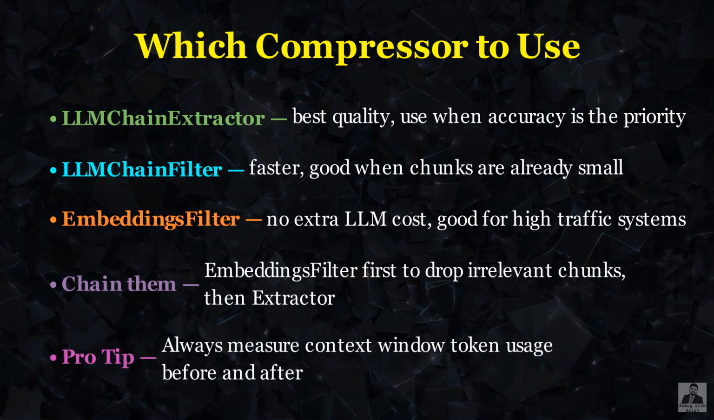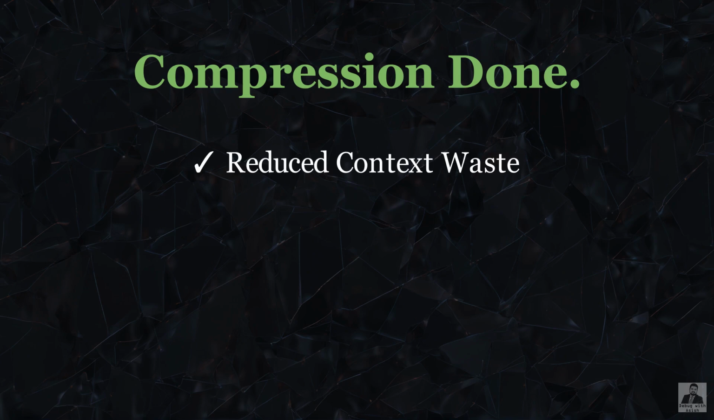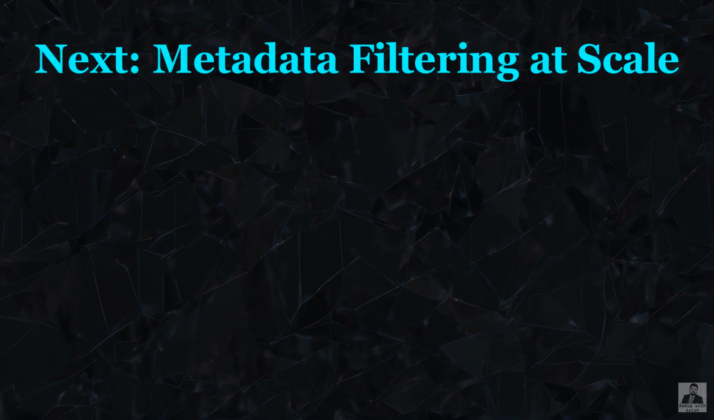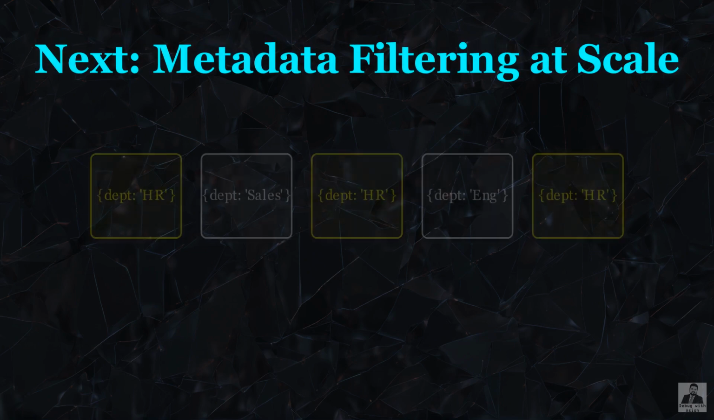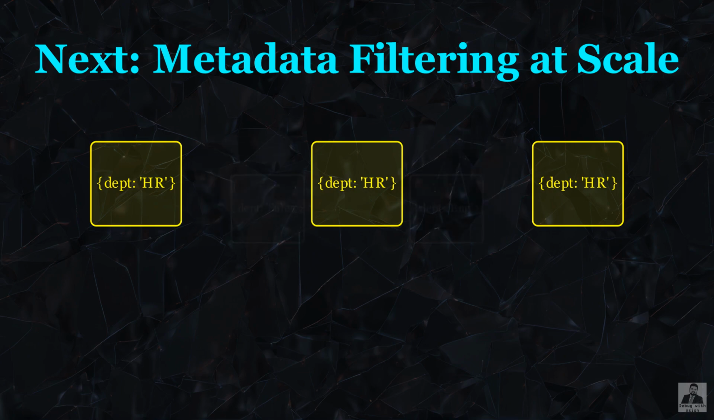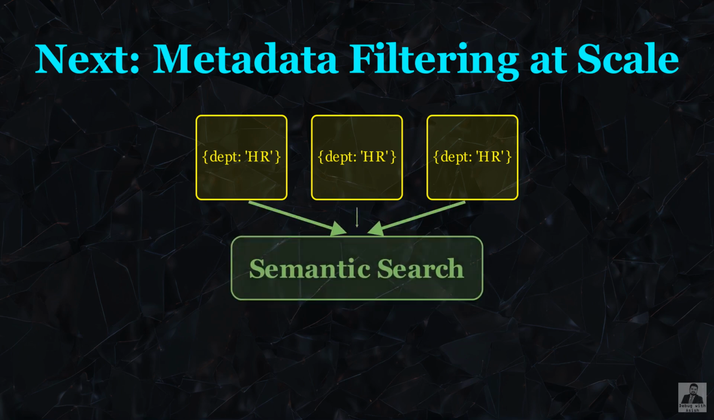extraction treatment. You now know how contextual compression reduces context window waste, the difference between extracting relevant sentences and filtering out irrelevant chunks, and how to chain the EmbeddingsFilter with the LLMChainExtractor for maximum efficiency. In the next episode, we cover metadata filtering at scale. How to use document metadata to scope retrieval to exactly the right subset of your corpus before semantic search even runs.